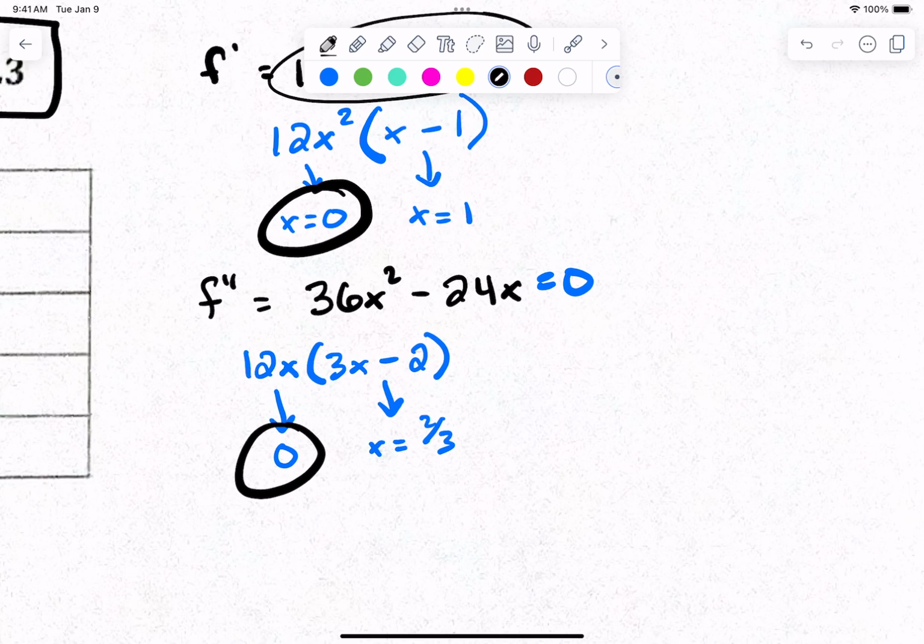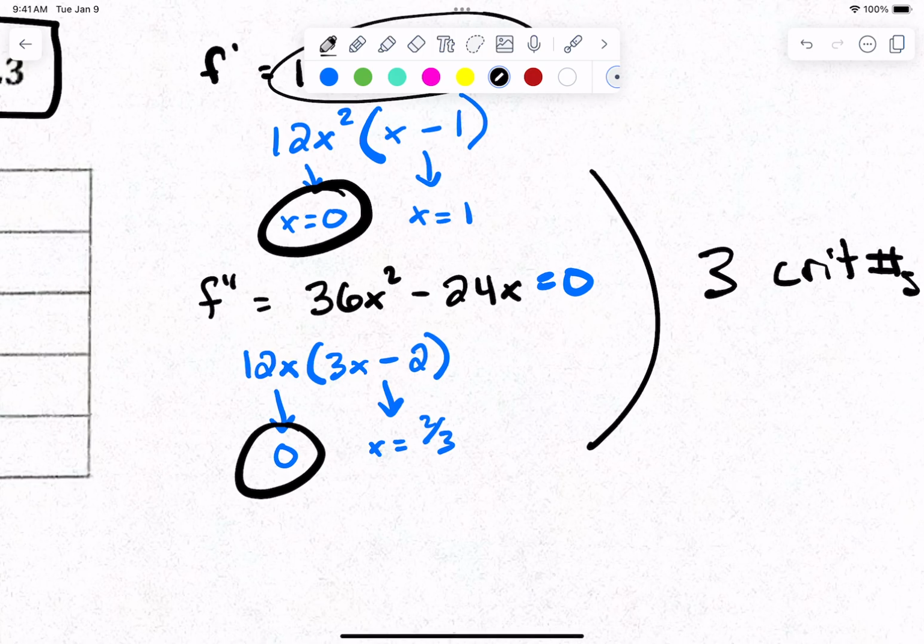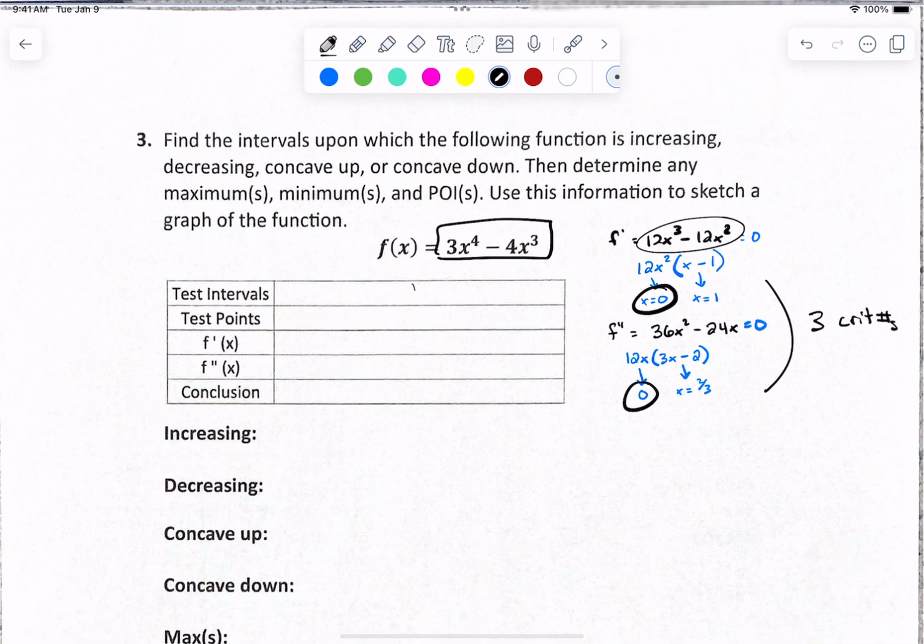Okay, so all together, how many critical numbers do we have? 1, 2, 3. 3 critical numbers. So how many test intervals do we need? 4.